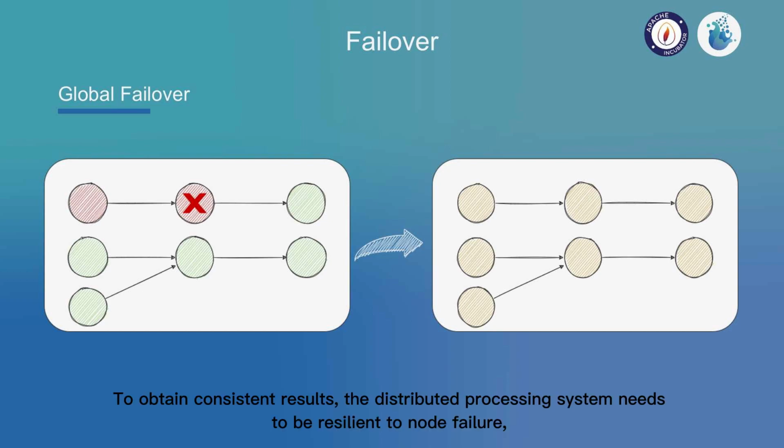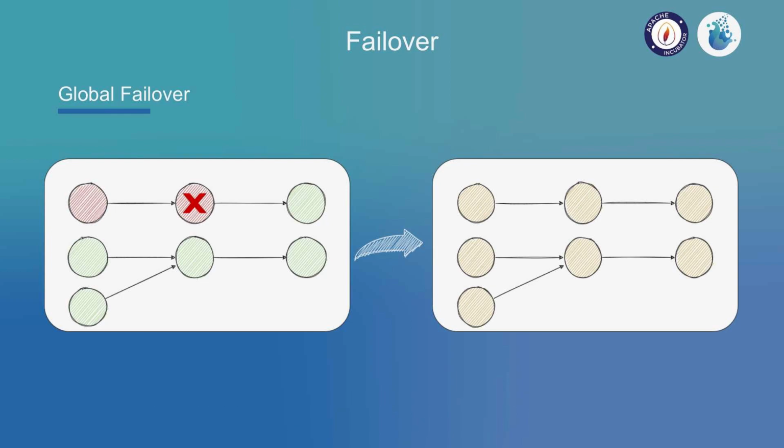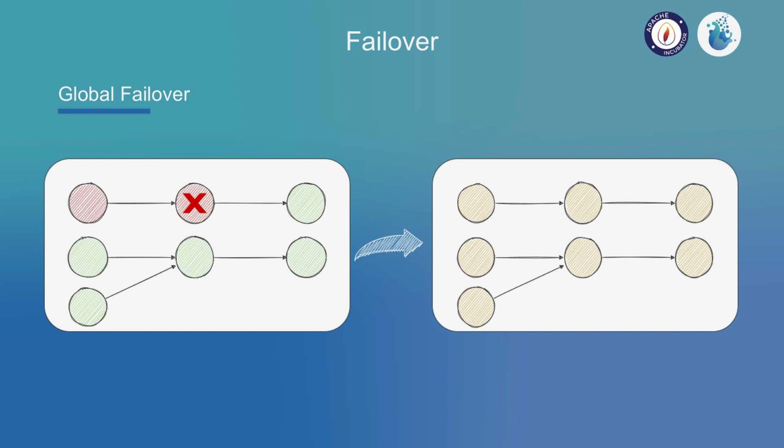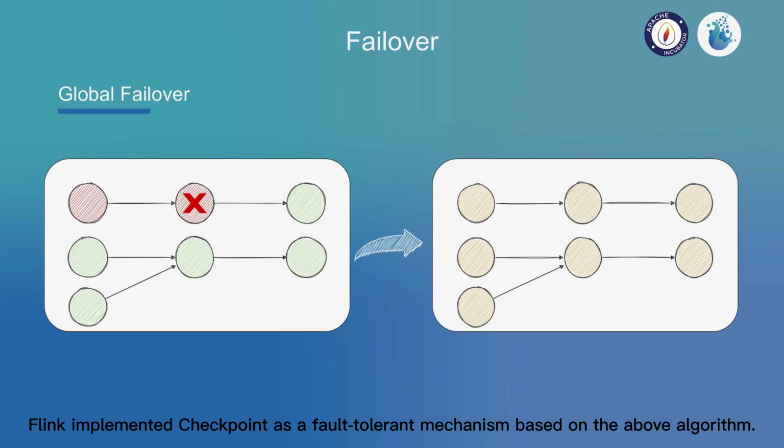To obtain consistent results, the distributed processing system needs to be resilient to node failure. That is, it can recover to consistent results when it fails. Although it is claimed in their official blog that Spark structured streaming uses the Chandy-Lamport algorithm for failover processing, it does not disclose more details. Flink implemented checkpoint as a fault-tolerant mechanism based on the above algorithm.